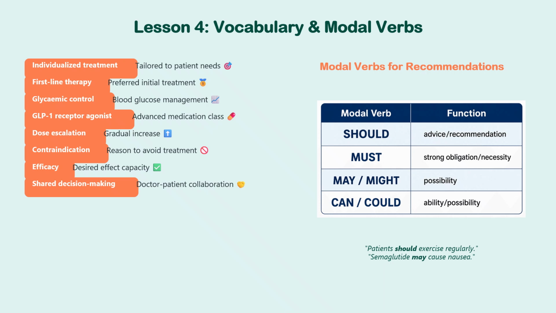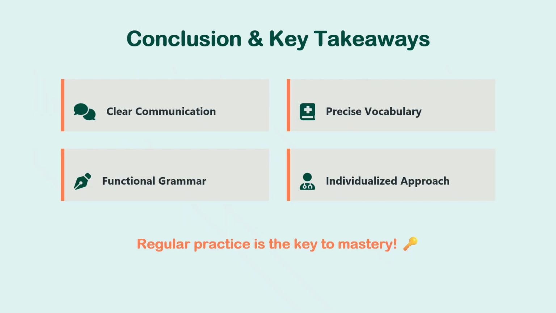May or might, for possibility. Semaglutide may cause nausea during the first weeks. Can or could, for ability or possibility. Semaglutide can improve HbA1c. We hope this review has been helpful in consolidating your knowledge.